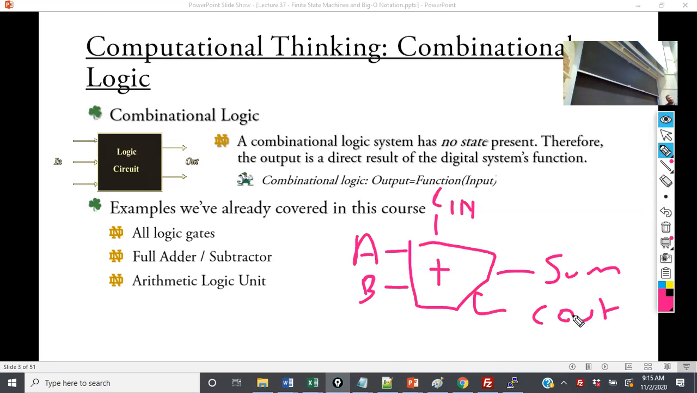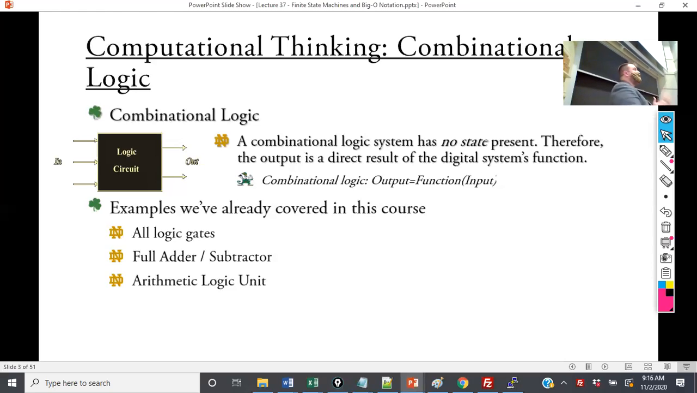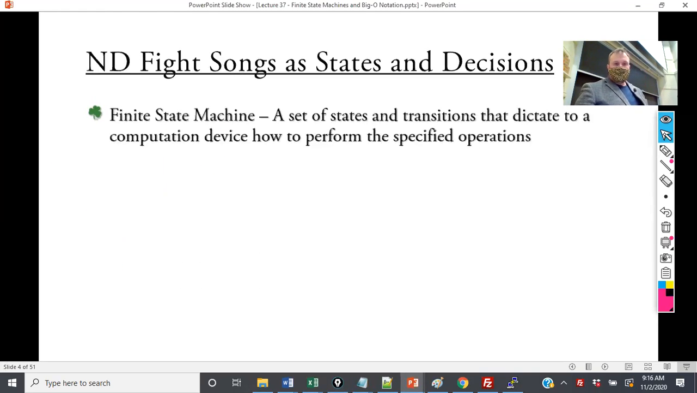So the question is, well, what happens when we actually need to keep track of things? So for example, that scenario in the Notre Dame fight song, where we went back, we did measures 35 and 36, and then we looped back to measure 21 in order to do a second time through. So how do we keep track of this? And this type is known as a sequential logic system.